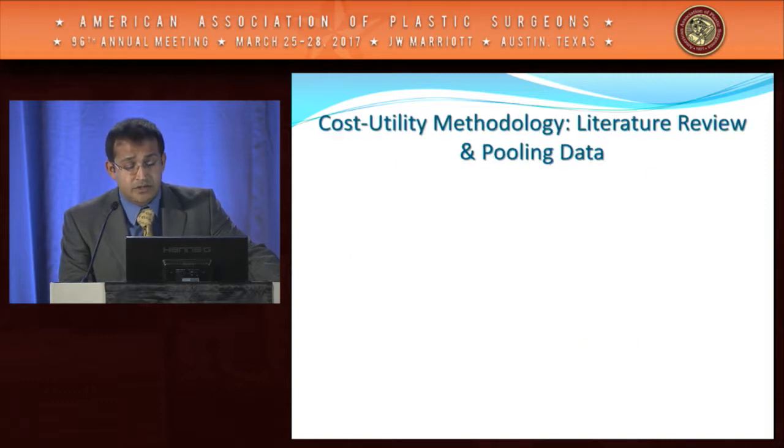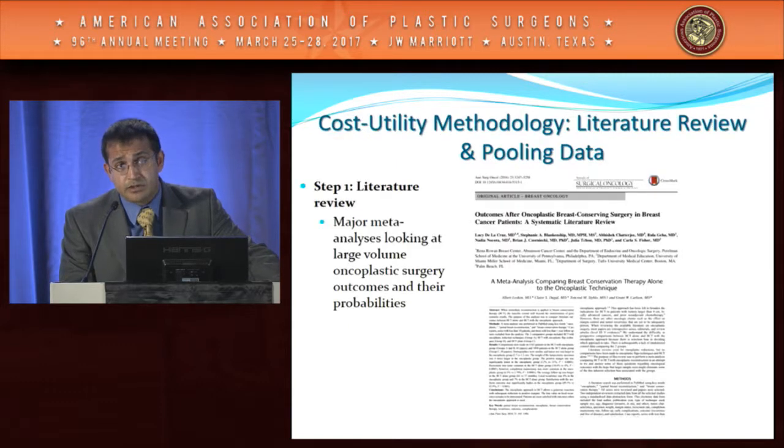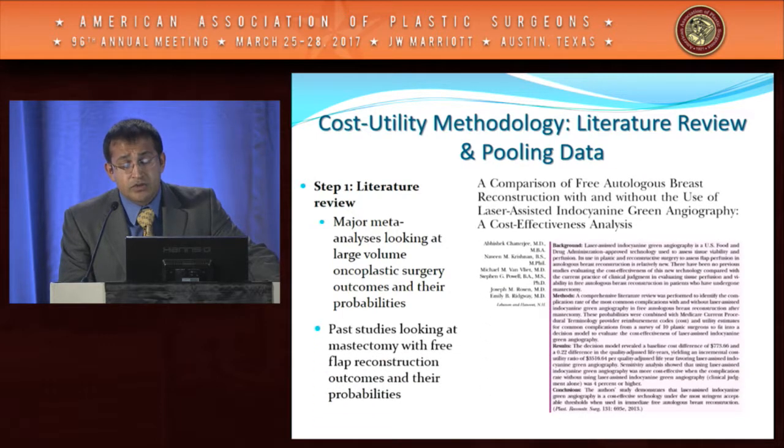Now, there are several steps in cost utility methodology. The first step is the literature review, where we look at major meta-analyses, specifically at oncoplastic surgery, looking at the clinical outcomes and their probabilities, and really doing the same for mastectomy and free flap reconstruction.